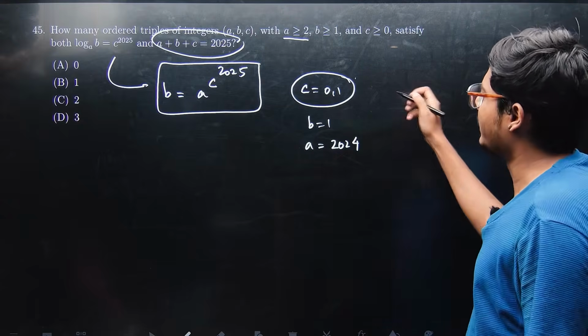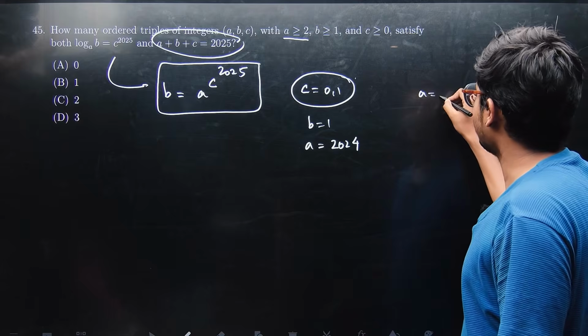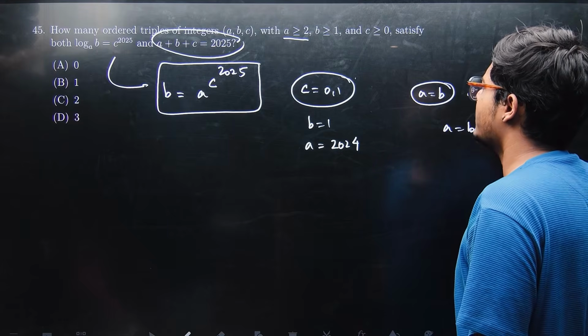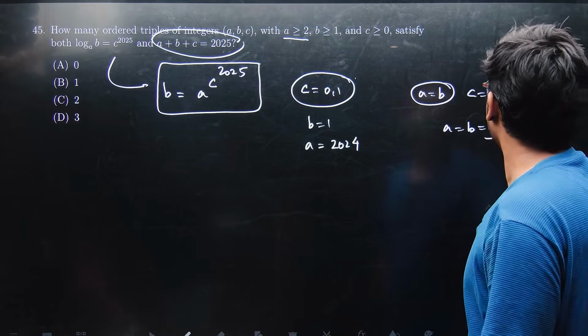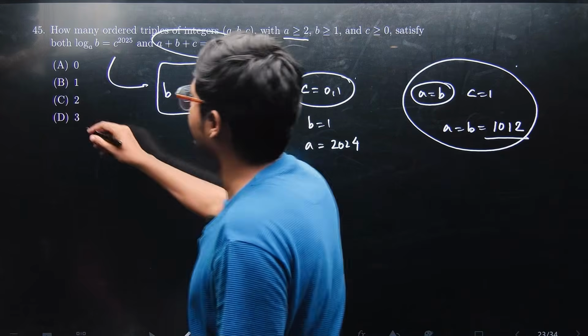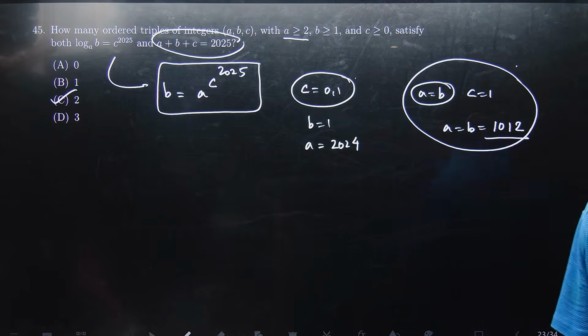If c is equal to 1, we get that b is equal to a, so a is equal to b, and c is equal to 1, right? Which means a equal to b equal to 1012, and c equal to 1. So these are your two possible triplets, okay? So how many ordered triplets are there? 2. That's it, okay? That's 45.